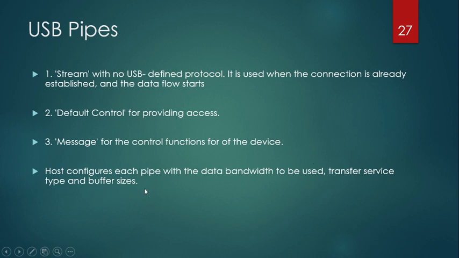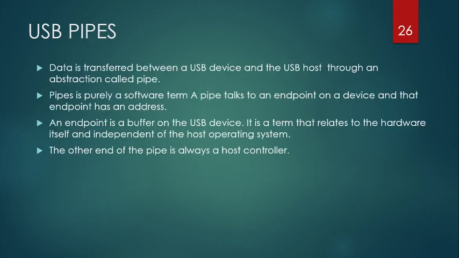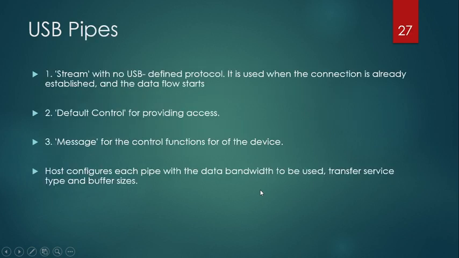So basically the pipe is the abstraction, meaning that at one point it is an endpoint, that is a buffer on the USB device. So it relates to the hardware itself, and at the other end it is always a host controller. And in this section we have discussed the types of USB packets, the frame formats of different types of USB packets, and also the concept of the USB pipe.